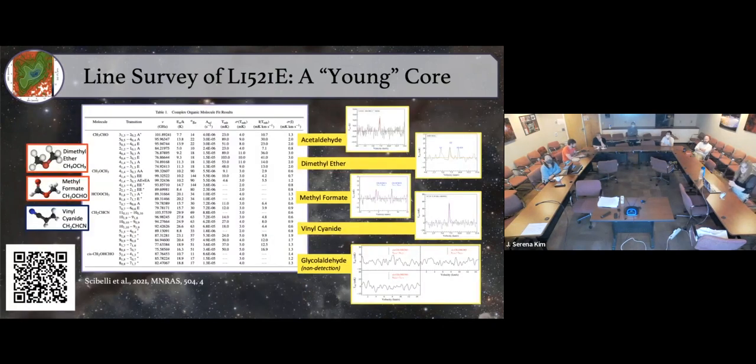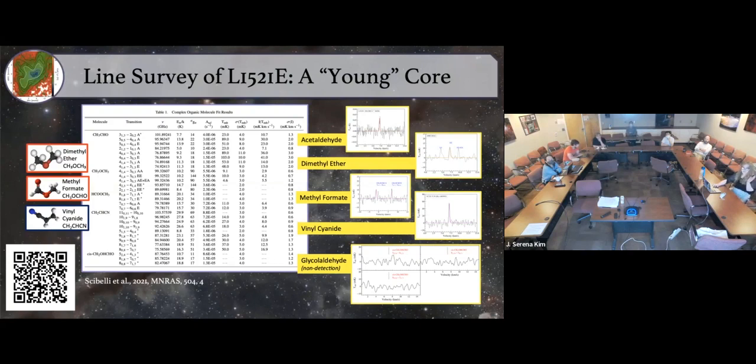And we detected a lot of complex organics. This is a table showing all the different molecules that we detect and all the different transitions of those molecules. You can see here that dimethyl ether, the one that was detected in that protoplanetary disk. We're detecting it in this very, very early core. We also detect that vinyl cyanide, which was in Titan's atmosphere and in other prestellar cores. We did try to search for glycoaldehyde, did not detect it, but we placed good upper limits on it. So this was exciting, that we were able to actually detect complex organics in a very, very young core.